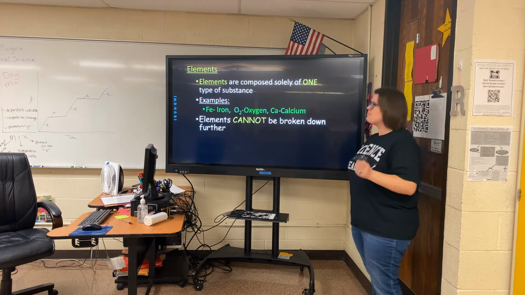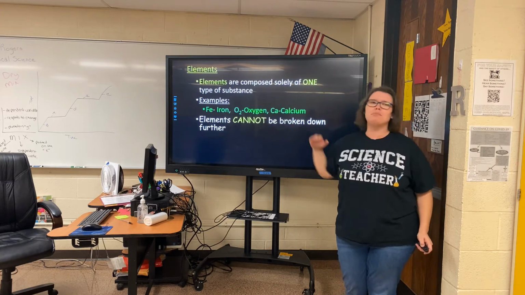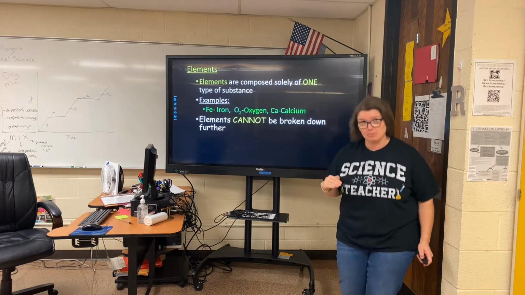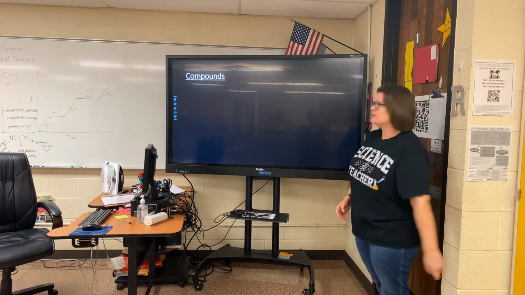Elements cannot be broken down any further. This is as simple as it gets. What's on that periodic table is as simple as it gets. It can't get any simpler. That's it. Compounds, a little bit more complicated.